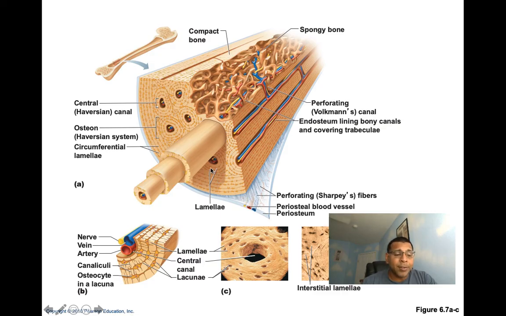And then you also have your circumferential lamellae. The circumferential lamellae you can see right outside of here. These are deep to the periosteum, right here's the periosteum, and they're superficial to the endosteum. They span the entire diaphysis, and they resist long bone twisting.